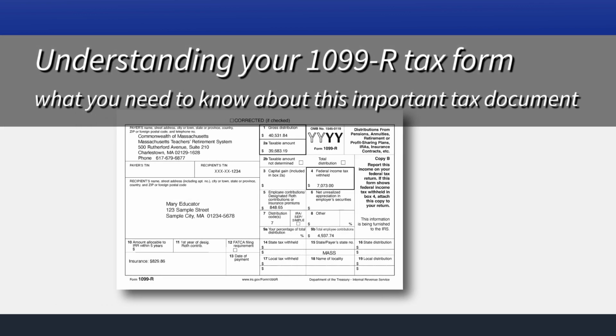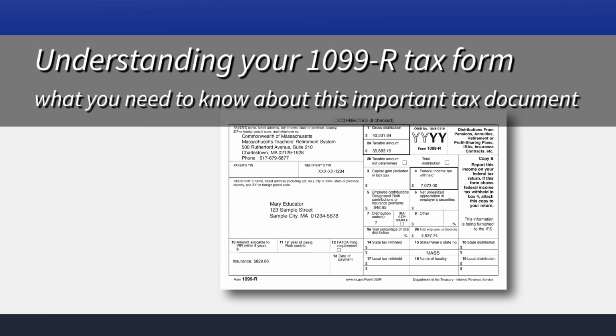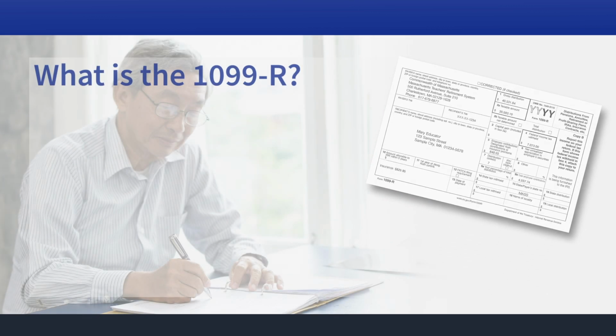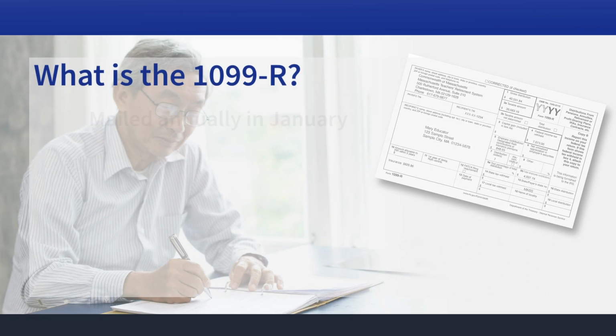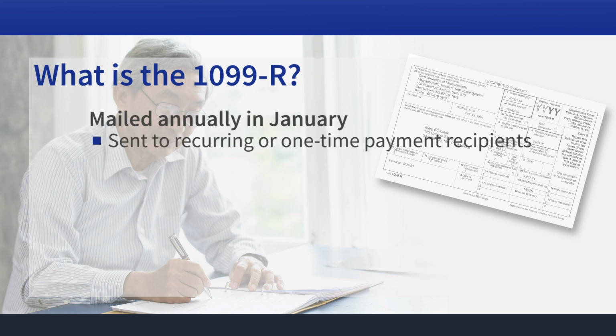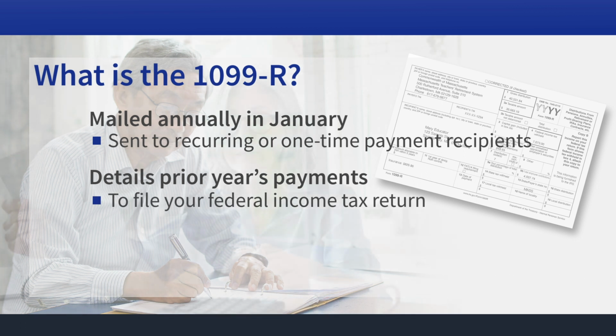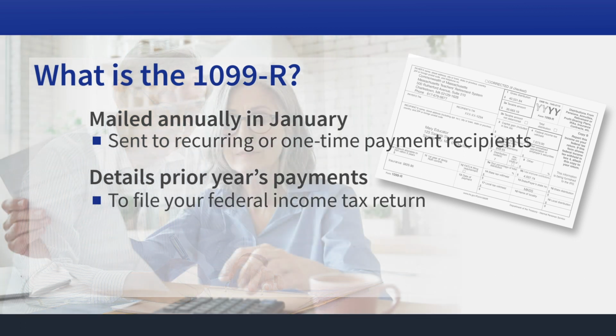Understanding your 1099-R tax form. What you need to know about this important tax document. The 1099-R is an important tax document that the MTRS sends out every year in January to everyone who received either a recurring benefit payment or a one-time payment, such as a refund, from the MTRS. This form details the amount paid to you by the MTRS for the previous calendar year, in addition to other information that you will need to complete your annual federal income tax return.